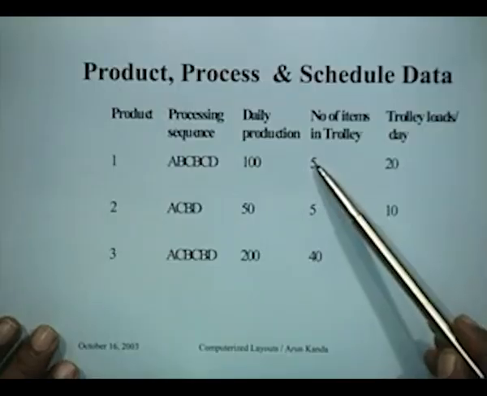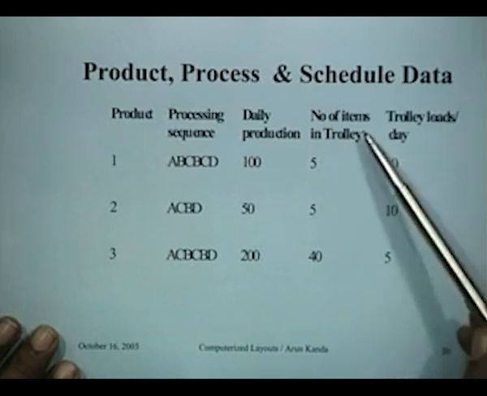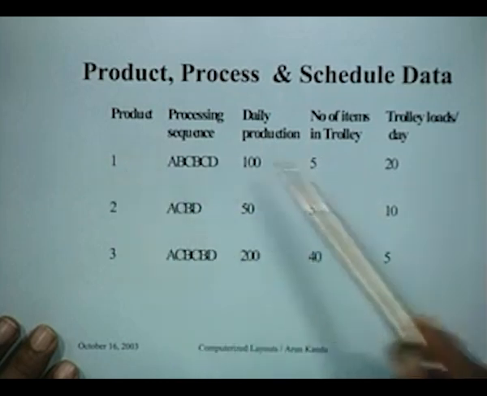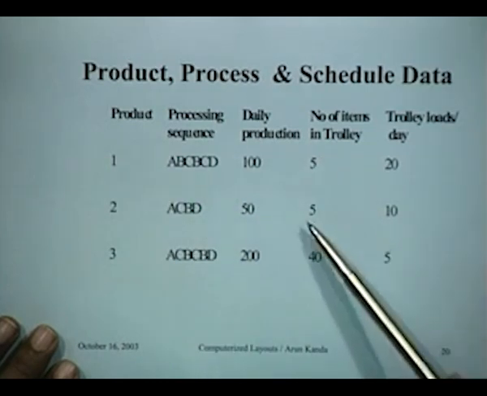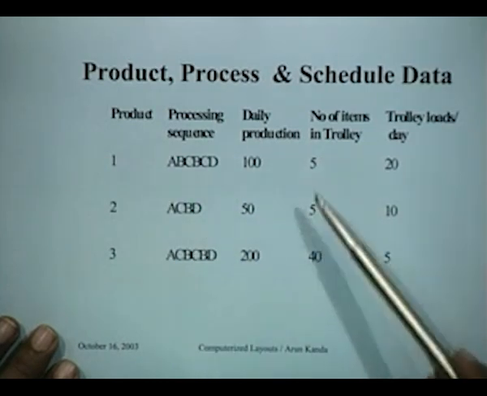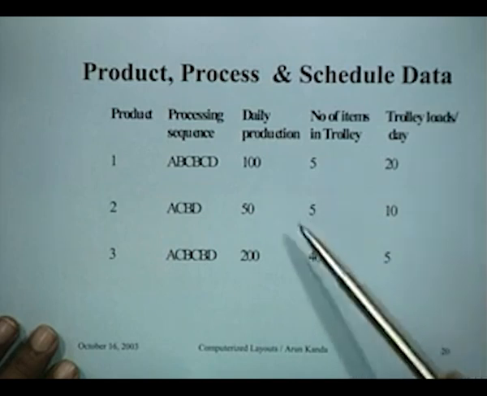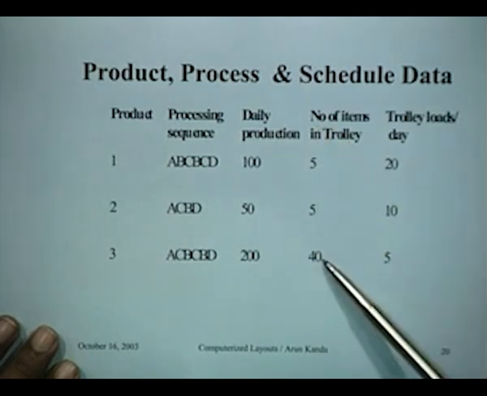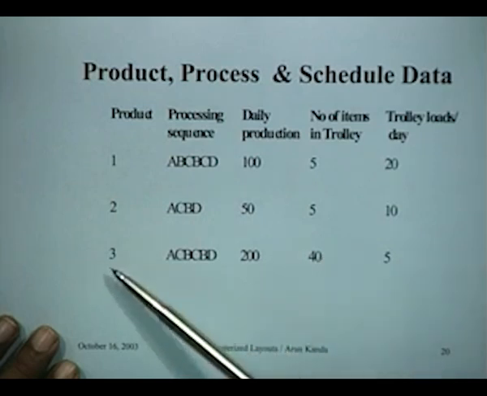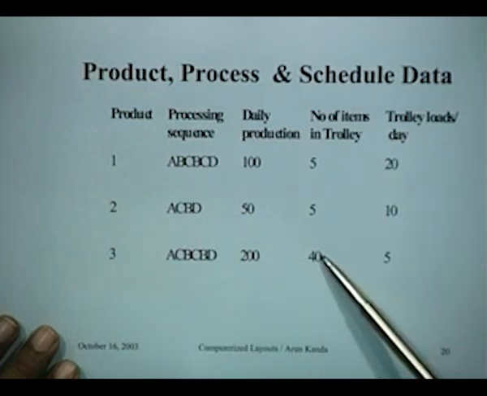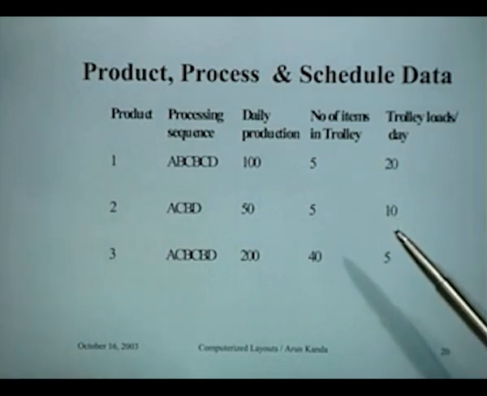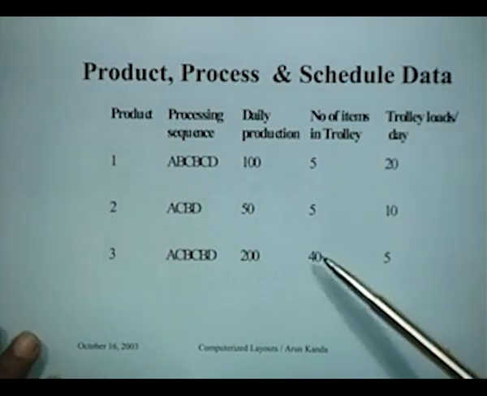So what we are trying to say here is that the number of items that can be accommodated in this trolley for product 1 is only 5. Similarly 5 for product 2. What it means is that product 1 and product 2 are roughly of the same size, right? And as far as this product is concerned, it is much smaller in size. So 40 products of this size can be accommodated in the same trolley, and our unit is movement in trolley loads. So this is what it is.